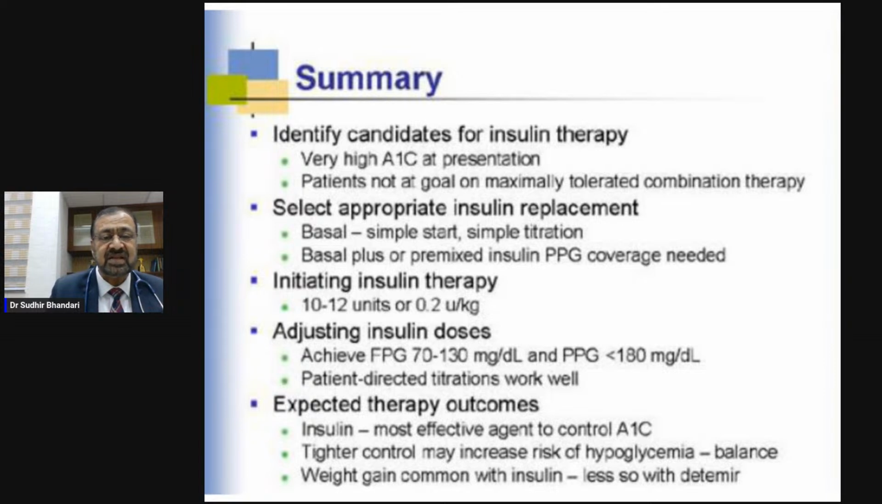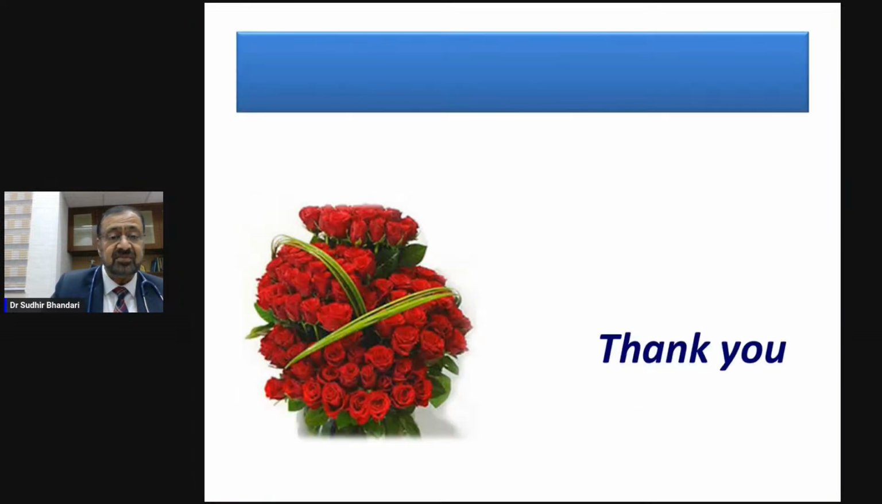Hence, I would like to summarize my talk. Identify candidates for insulin therapy. Very high HbA1c is very important. The patient is not at goal on maximally tolerated combination therapy, not at goal in spite of the best of drugs. Select the appropriate insulin replacement, basal or bolus. Initiate basal insulin with 10 to 12 units per day at bedtime. Adjust the insulin doses on a day-to-day basis on the advice of the patient, and the expected therapy outcomes are best with insulin, which is very important.